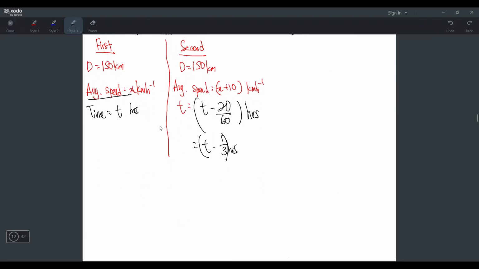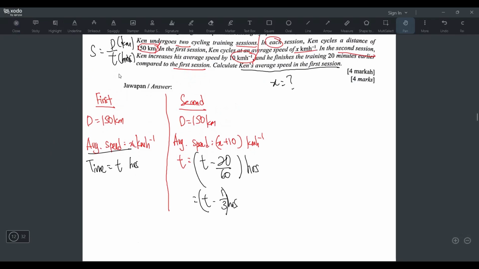So how you do it is you have to use the formula: speed equals distance over time. I'll use it for the first session here first. The formula I wrote here just now, right? Speed equals distance over time. So the speed is in kilometers per hour, distance has to be in kilometers, 150, and time has to be in hours, T. That's all done. That's the formula.